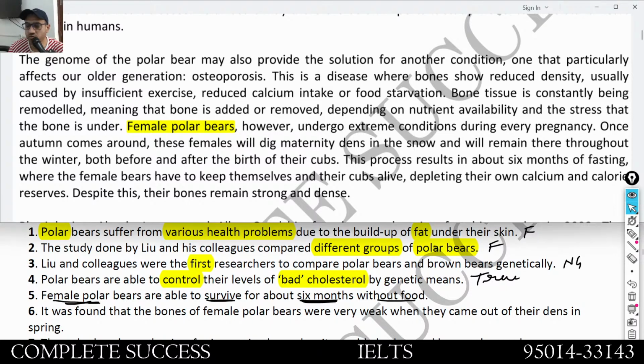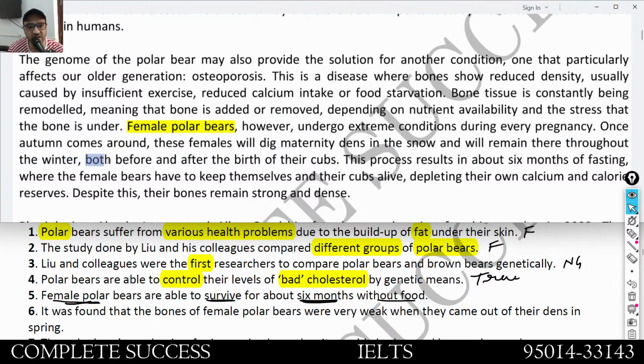Okay. Now, if you read this information, here it is written, female polar bears, however, undergo extreme conditions during their pregnancy. जब pregnancy होती है तो वो extreme condition से गुजरती हैं. Undergo means गुजरना. Once autumn comes, जब जैसे ही पतझड़ आती है, these female will dig maternity dens in the snow. तो ये जो females हैं, ये गुफा kind of ये dig करती हैं in the snow, बर्फ में, जहाँ पे ये बच्चे दे सकें, and remain there throughout the winter.